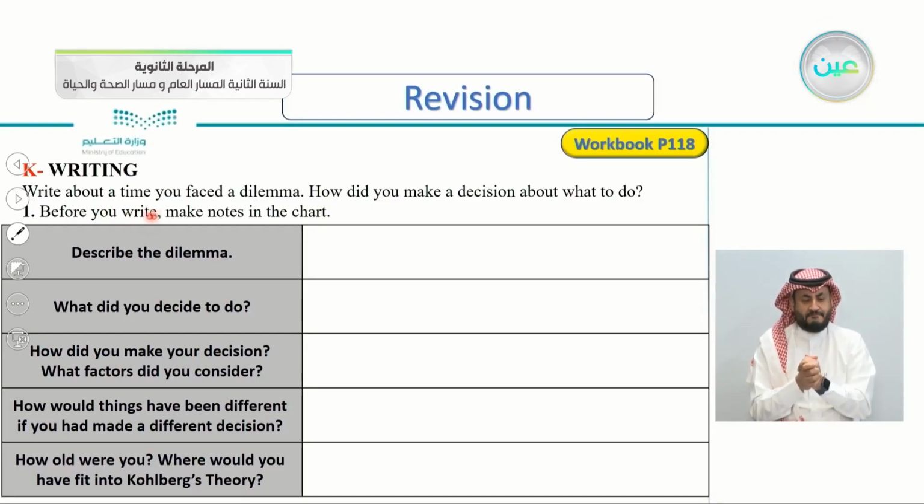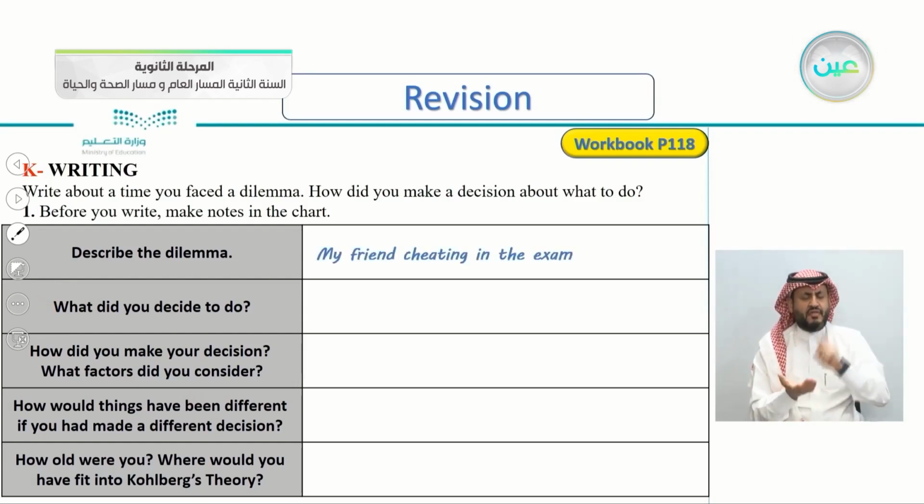So before you write, make notes in the chart. Describe the dilemma. What did you decide to do? How did you make your decision? What factors did you consider? How would things have been different if you had made a different decision? How would things have been different if you had chosen to do another thing? How old were you? Where would you have fit in Kohlberg's theory? So describe the dilemma. What did you decide to do?